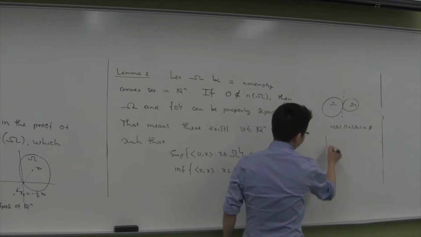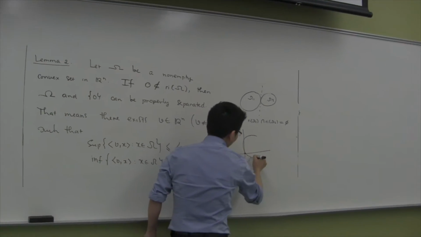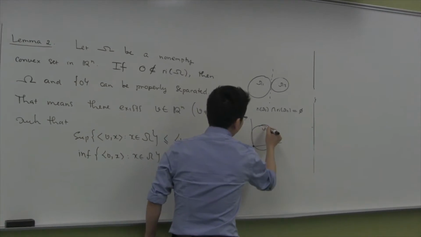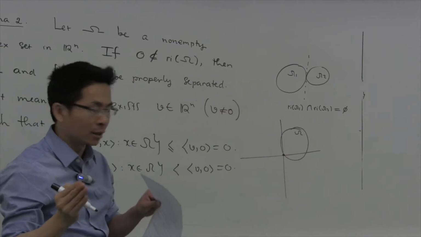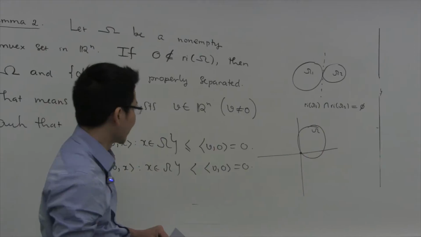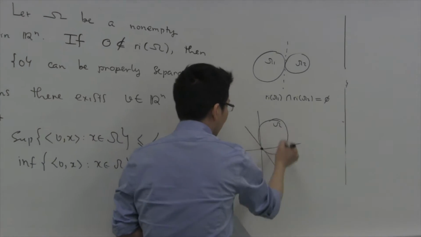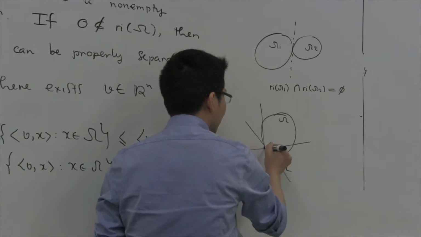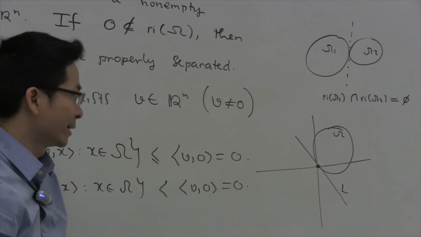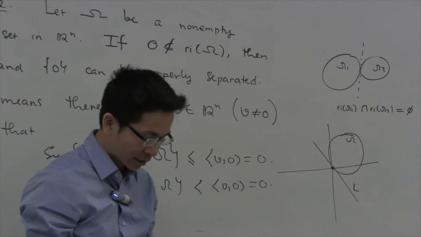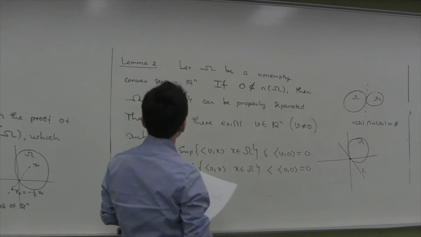Geometrically, if omega is a convex set such that 0 doesn't belong to the relative interior of omega, then we can separate the singleton set 0 and omega by a hyperplane L. Okay, so let me go ahead and give the detailed proof of this lemma.